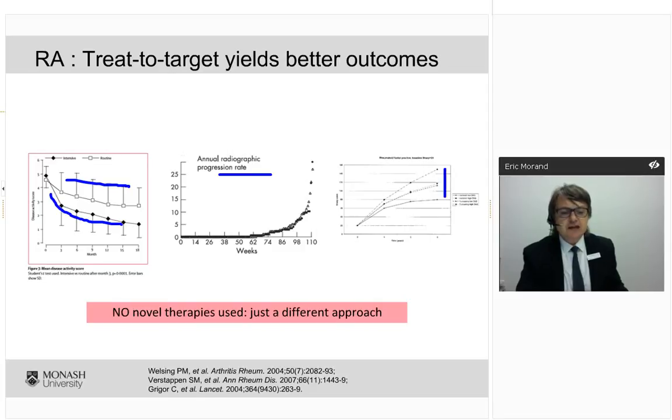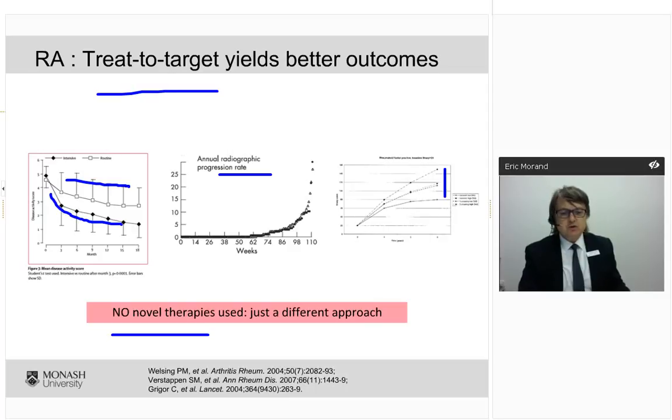So these 3 trials did not use any new drugs, no new therapies, just used measurement as a way to drive prescriber behavior. And treating to target is what this is called. Treating to target yields better outcomes in rheumatoid arthritis. So that means that we know that in many fields of medicine, measurement of the disease activity is very important to get good patient outcomes.